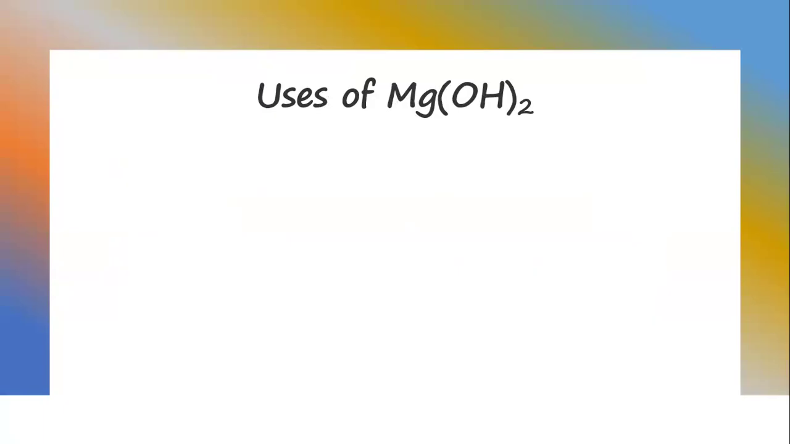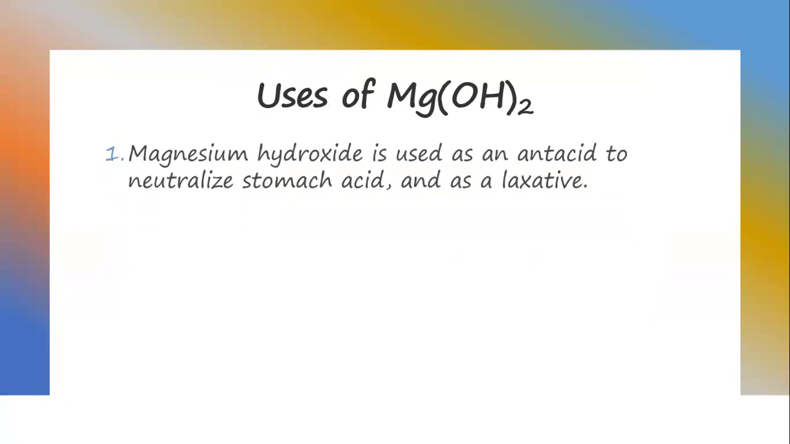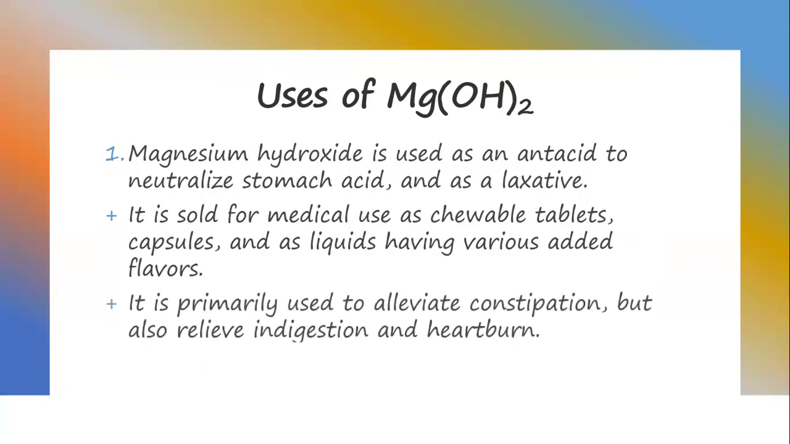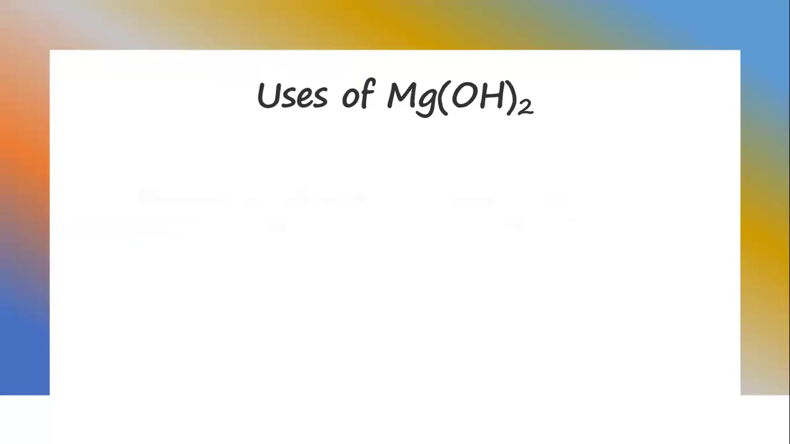Let's see the uses of magnesium hydroxide. Magnesium hydroxide is used as an antacid to neutralize stomach acids and as a laxative. So that's the first use. It is sold for medical use as chewable tablets, capsules, and as liquids, having various added flavors. It is primarily used to alleviate constipation, but also to relieve indigestion and heartburn.